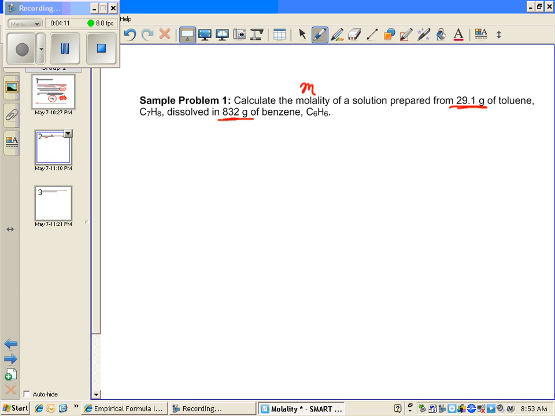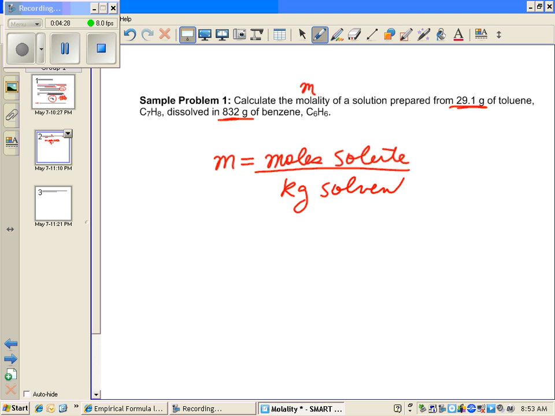Let me write the formula. Molality is moles of solute in kilograms of solvent. Do I have moles in that problem? No. Can I find moles? Yes, because I have 29.1 grams of toluene, and I can change that to moles, since we did our mole conversions, right? So this right here is my solute.